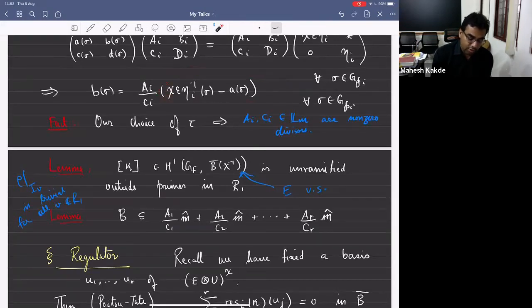So in fact, what it shows is that AI by CI is inside B, because if this is a unit and B is the module generated by all the B sigmas, so this lies inside B. And so that's how you can actually show that that kappa is in fact not just unramified, it's locally trivial. It's not just trivial when restricted to the inertia subgroup. It's trivial when you even restrict it to the decomposition subgroup. Okay, so that's what happened.